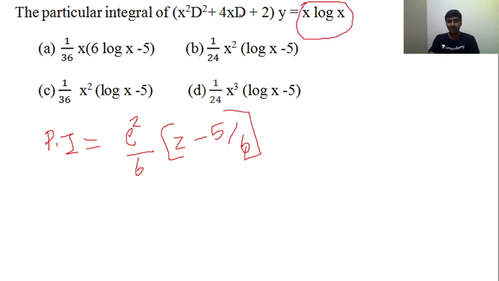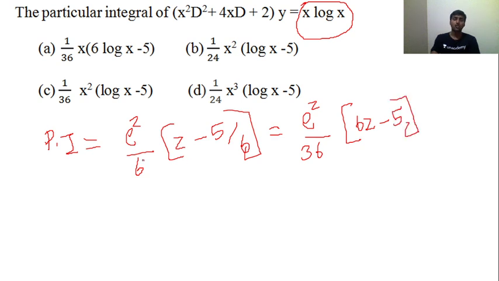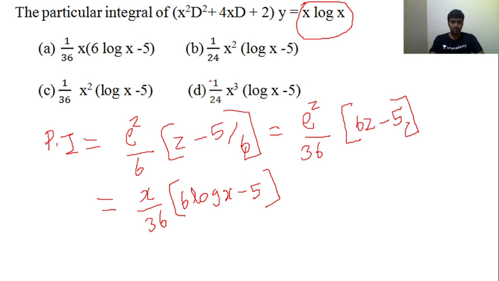First I derived the particular integral, then I completed the complementary function. As per the first discussion, it is e power z divided by 6, taking the LCM, so e power z divided by 36 into (6z minus 5). Now we make the substitution e power z equal to x. So x divided by 36 into (log x minus 5). This is the solution as per the given options. Option A is the solution to the given equation.